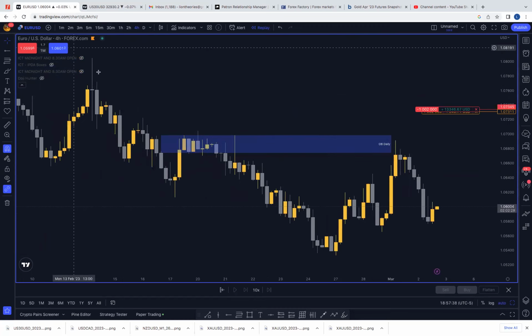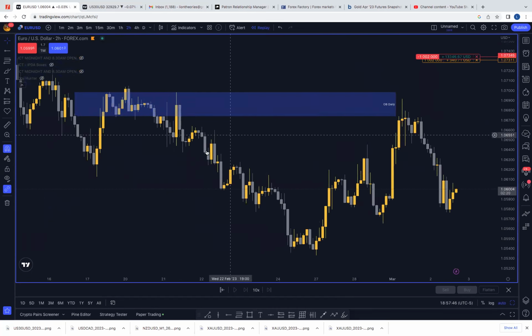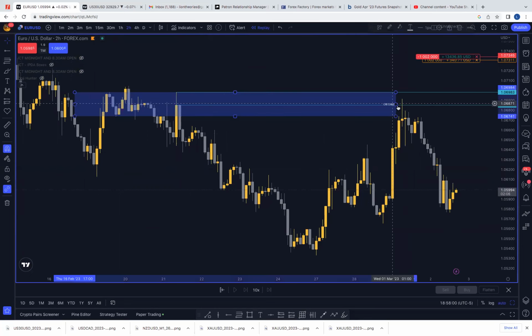All right, it gets juicy now. Don't really see anything in the 4 hour, but that's absolutely fine. 2 hour, we just got this order block, this big fat wick over here, and we can mark it out. And it's also above 50% of the daily order block.